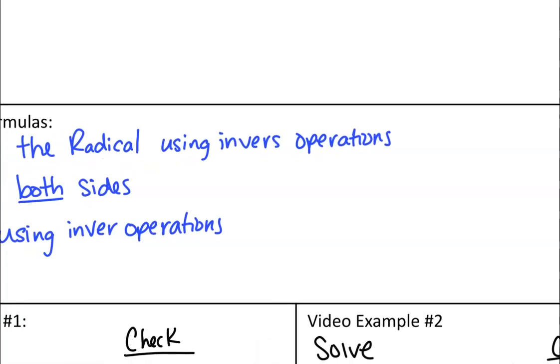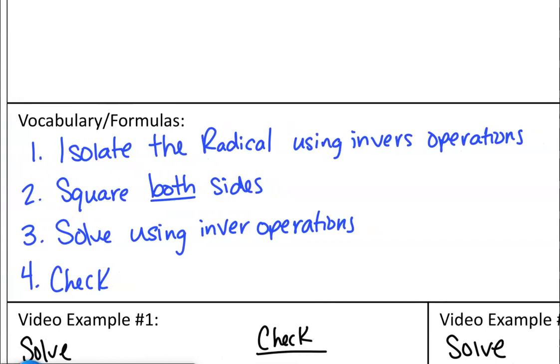All right, so what we are going to look at for our vocab, it's not really vocab, but kind of a checklist of what we need to do to solve. So first you need to isolate the radical. Just like we said in the objective, we're going to be solving radical equations that have operations outside of the radical. So our first step is to isolate that. Then we square both sides, then we solve, and then we check.